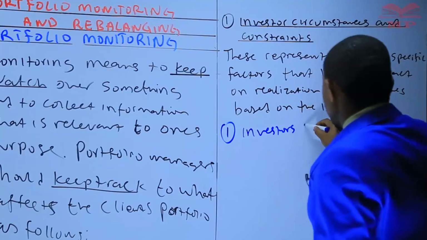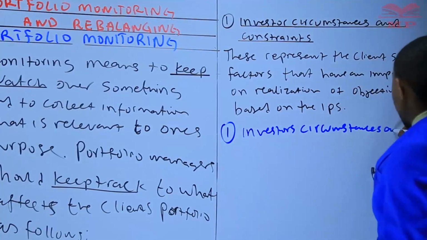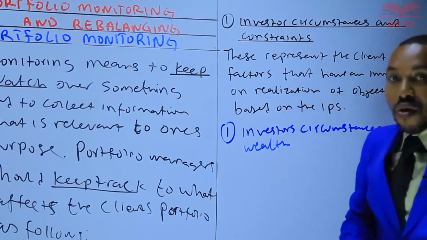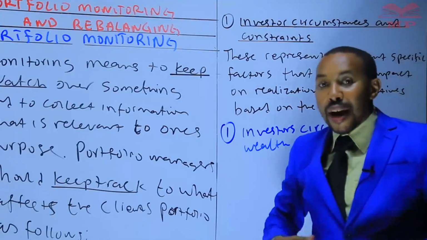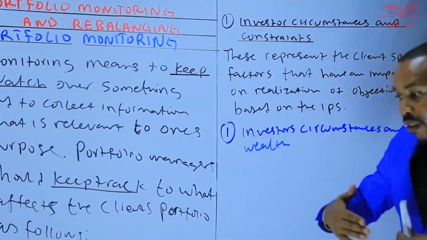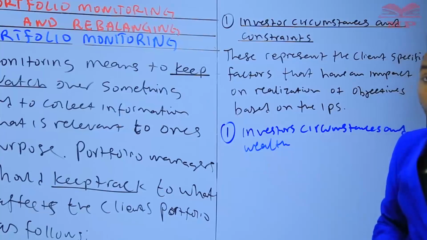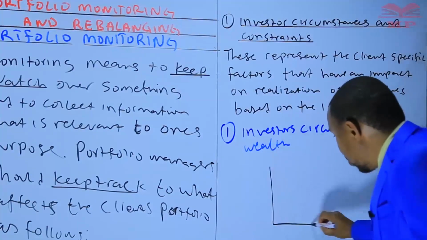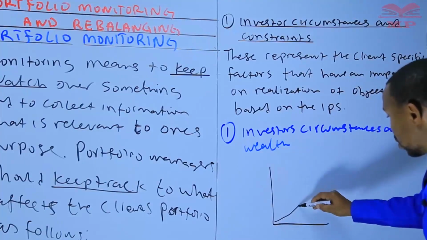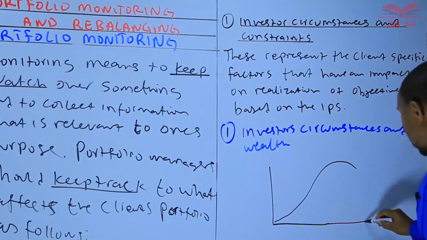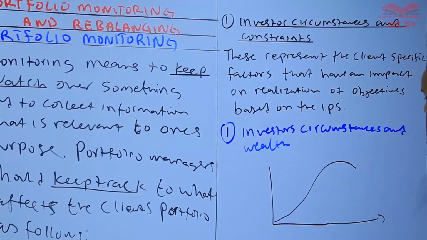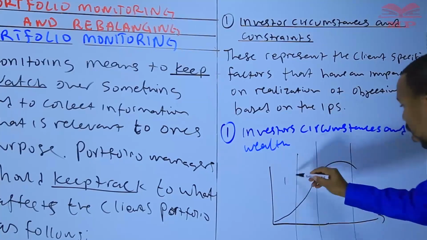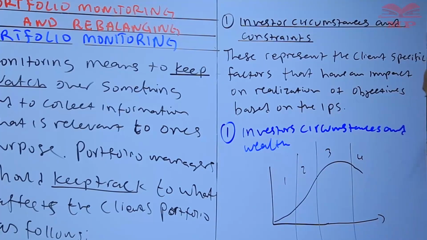Investors' circumstances and wealth. We're saying that the investor circumstances or demands actually keep on changing as an individual moves through the individual life cycle. I can demonstrate right over here that an individual has a life cycle like so, similar to the way industries also have their own life cycle. You can break it down like this, so stage 1, 2, 3, and 4.